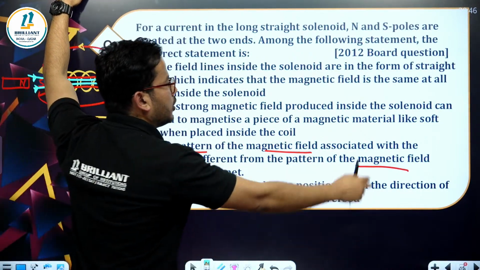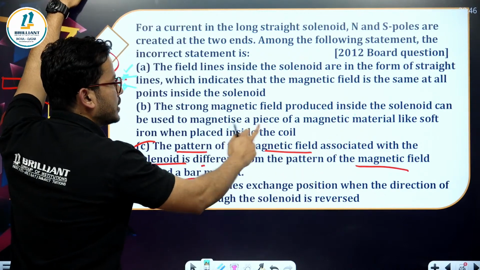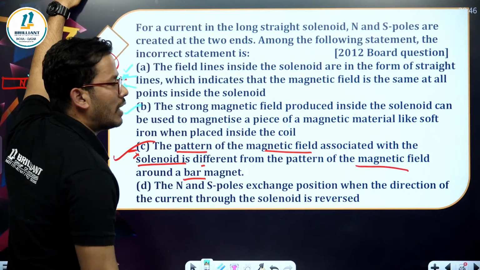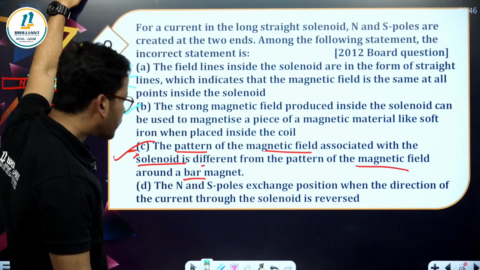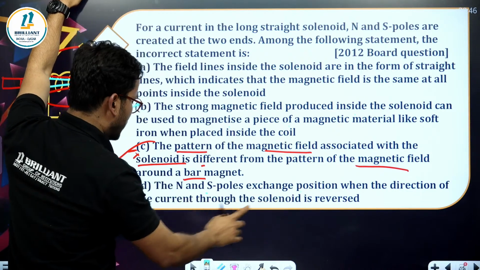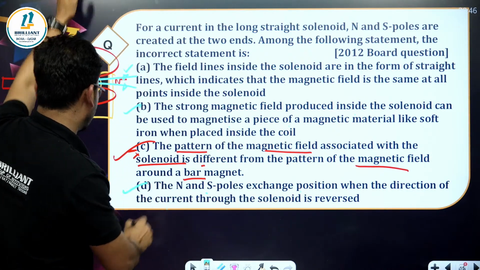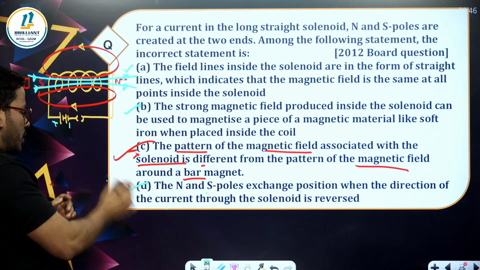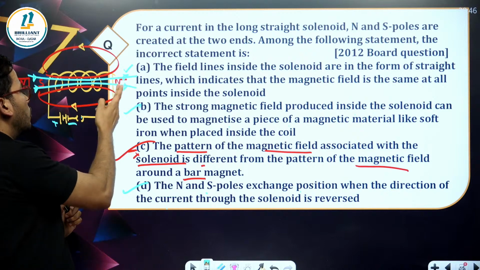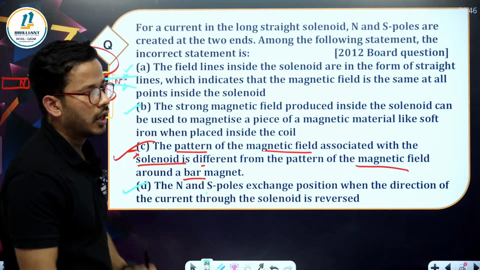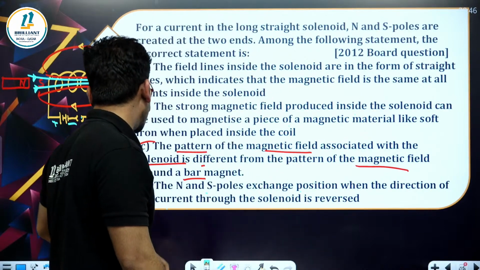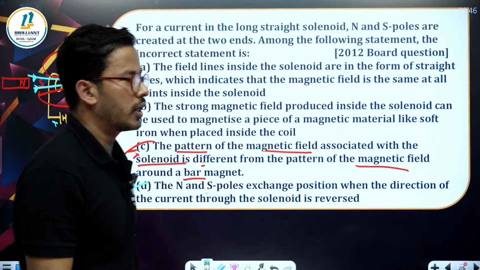The strong magnetic field produced inside a solenoid can be used to magnetize a piece of magnetic material like soft iron. So guys, this is somewhere the definition of an electromagnet, right? Perfect. The north pole and the south pole exchange position when the direction of the current through the solenoid is reversed. So when you interchange the terminals of the battery, what's going to happen? The north pole will come this side, south pole will go this side. So all the other three statements are correct; which is not correct? You're going to tell me C is not correct.